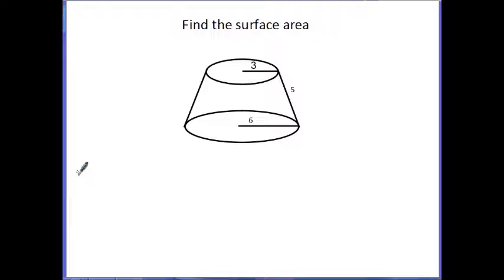So here's my last example. We're going to find the surface area of this polyhedra, which is not a cylinder, it's not a cone, and it's not a sphere. But what I do see is I have slanty sides right here. Now, if I was to extend those slanty sides, I would eventually make a cone, in which case I can find the surface area of that big cone. But I wouldn't need this top piece right here.